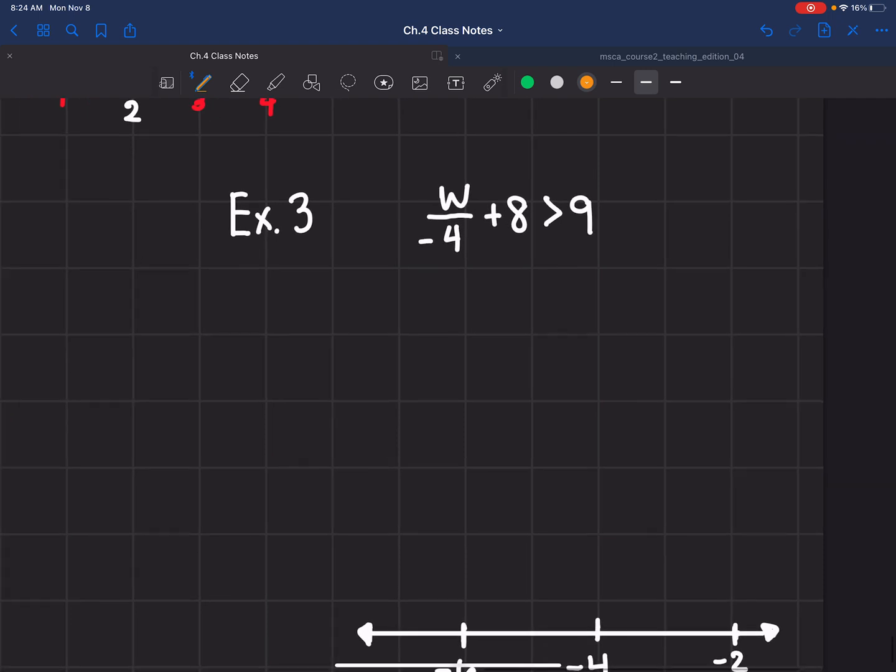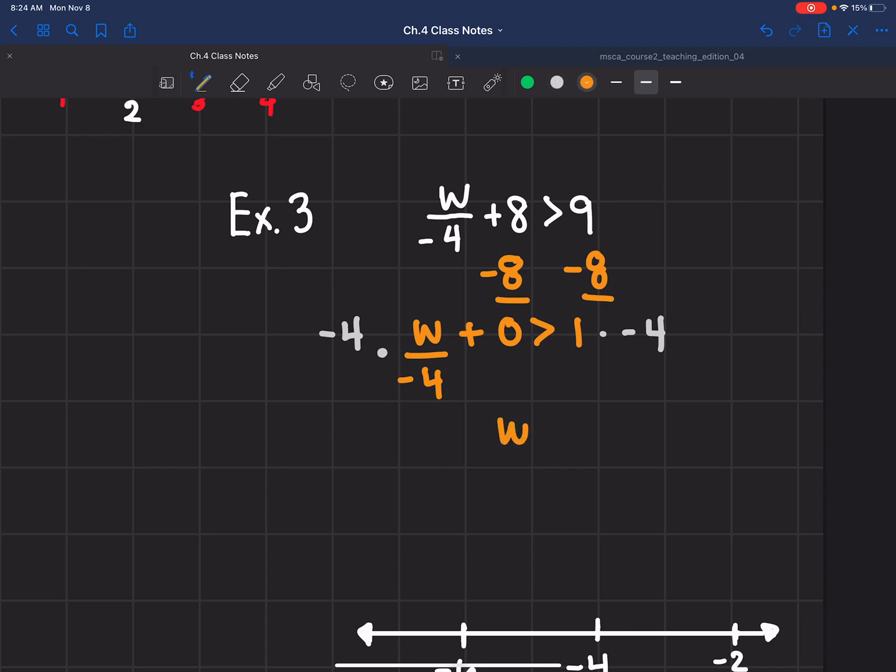Okay. All right, again, get rid of the constant, so we want to subtract 8, greater than 1. And this is plus w over negative 4. Again, we want to get rid of negative 4. We multiply by negative 4. Okay. And on this side, we get w.